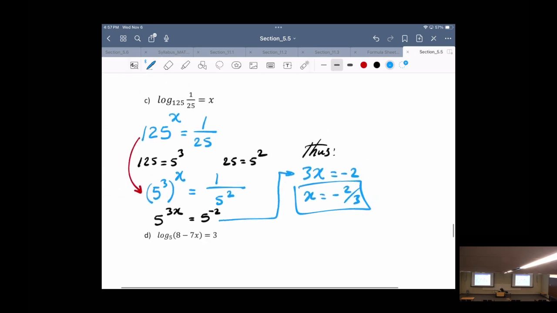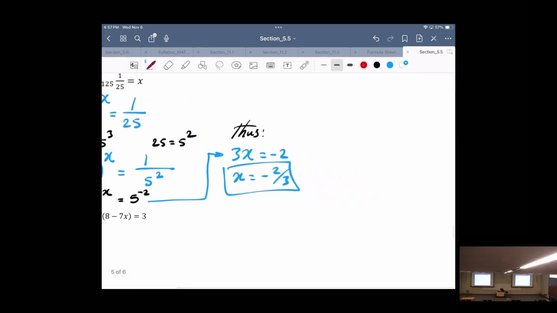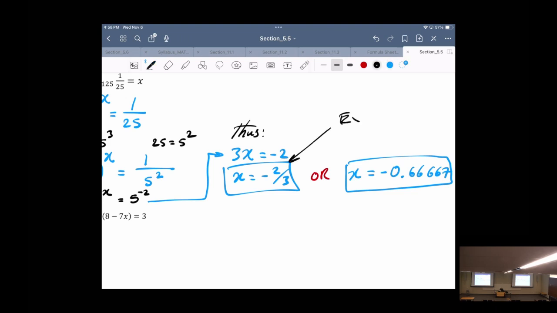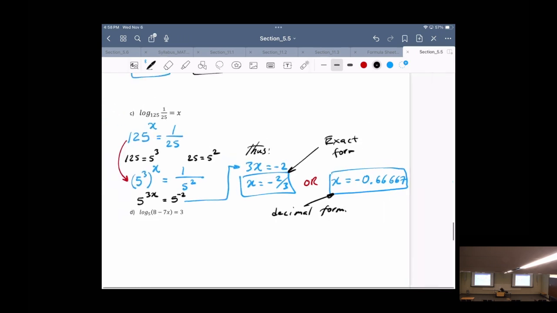Okay, so then you can either give the answer like that, or you can say x is equal to minus 0.66667, right? Just giving it in decimal form. So again, this is in exact form, and this is just in decimal form. Like that. All right.